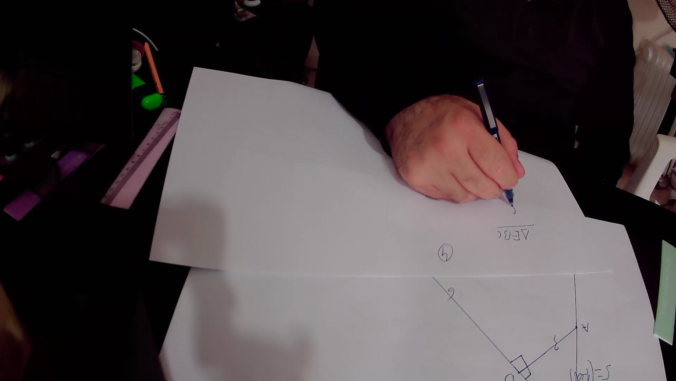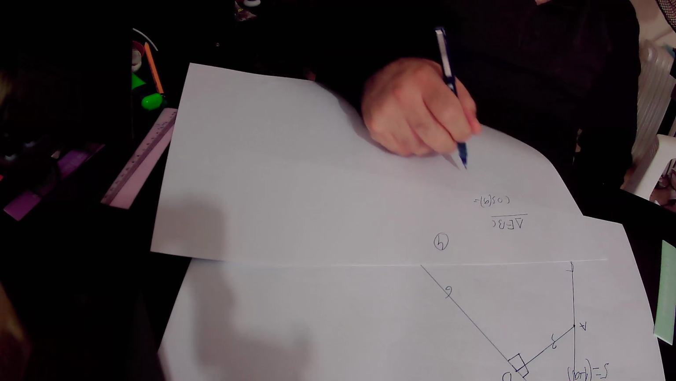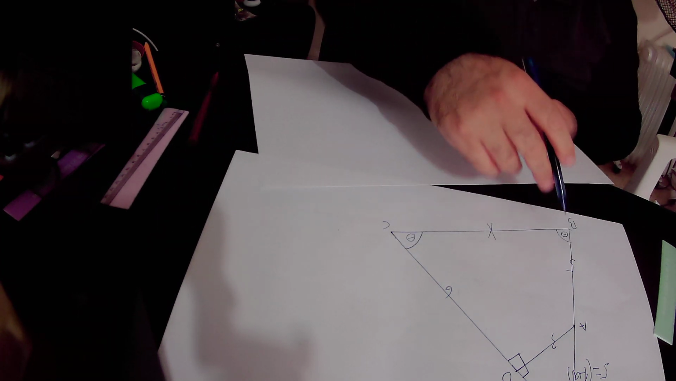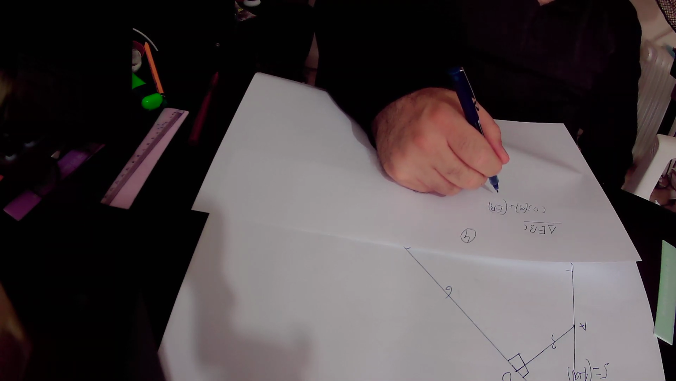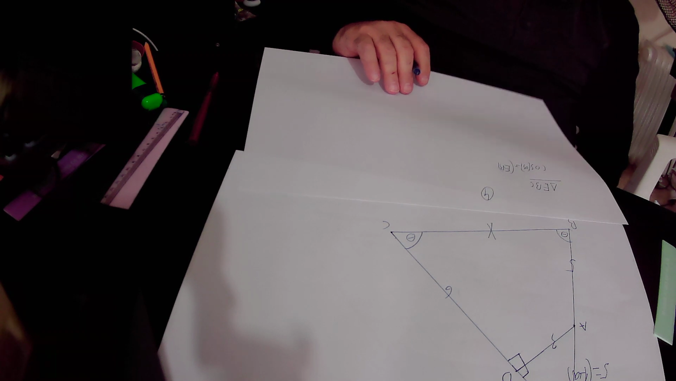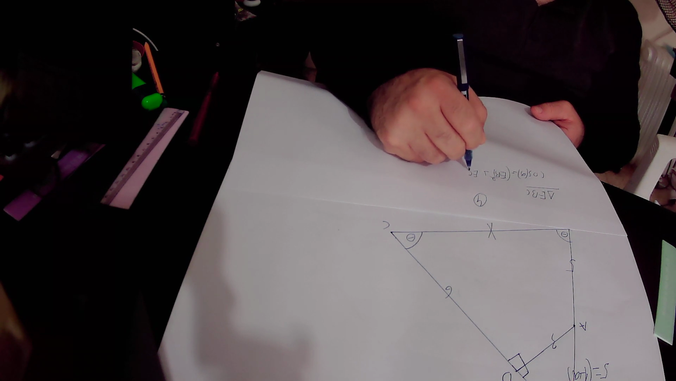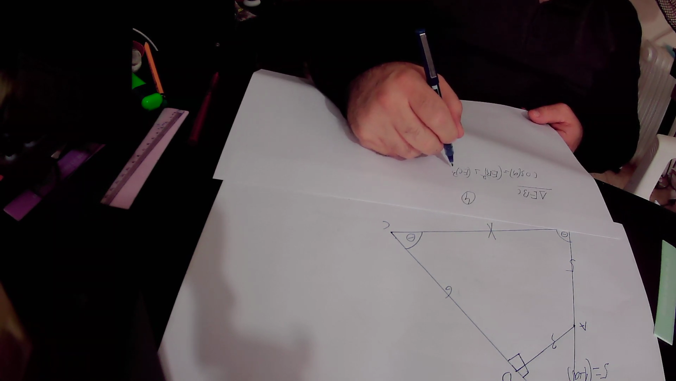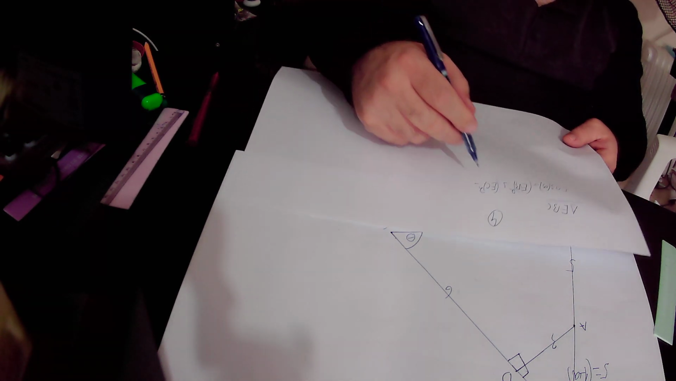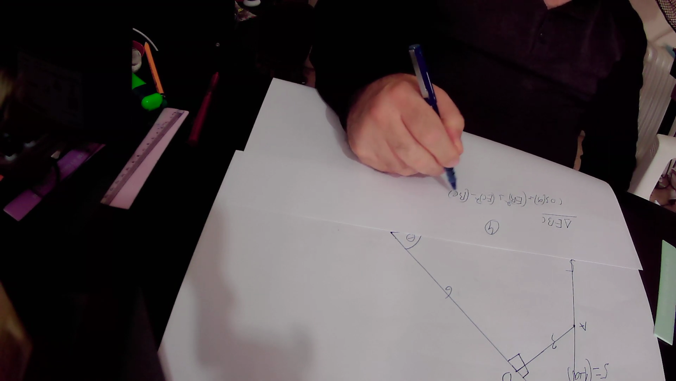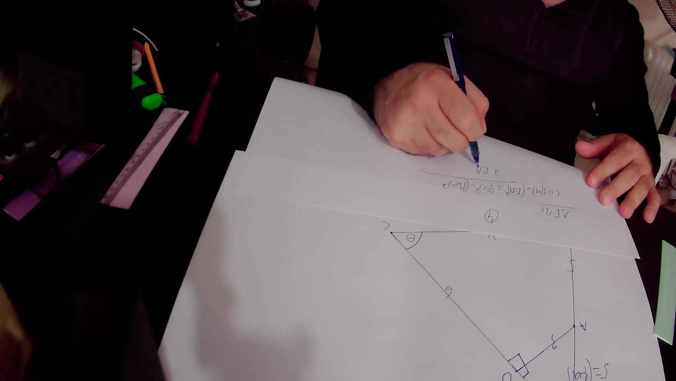we get that cosine alpha equals A squared, which is EB squared, plus B squared, which is EC squared, minus C squared. C is BC, so minus BC squared, over 2 times EB times EC.